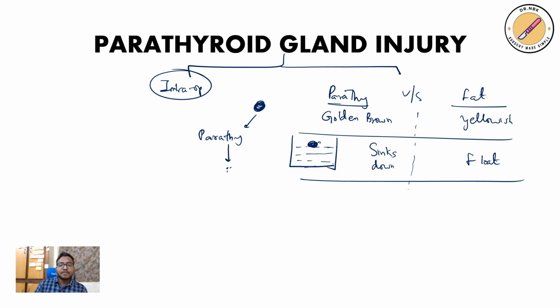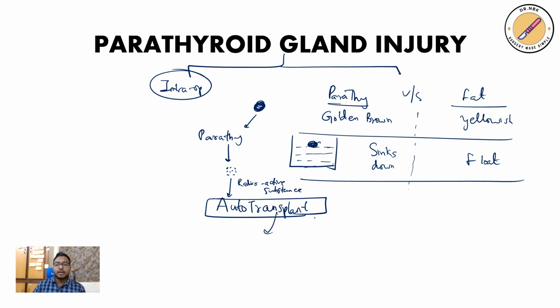You will mince it into small pieces, and you can apply some radioactive substance, paint it with the radioactive substance, and you will go for something called auto transplant. Where will you auto transplant this parathyroid tissue? So please understand, if you are doing the thyroidectomy for a malignant condition, then you need to go for the brachioradialis of the non-dominant forearm. So please understand, brachioradialis of the non-dominant forearm.